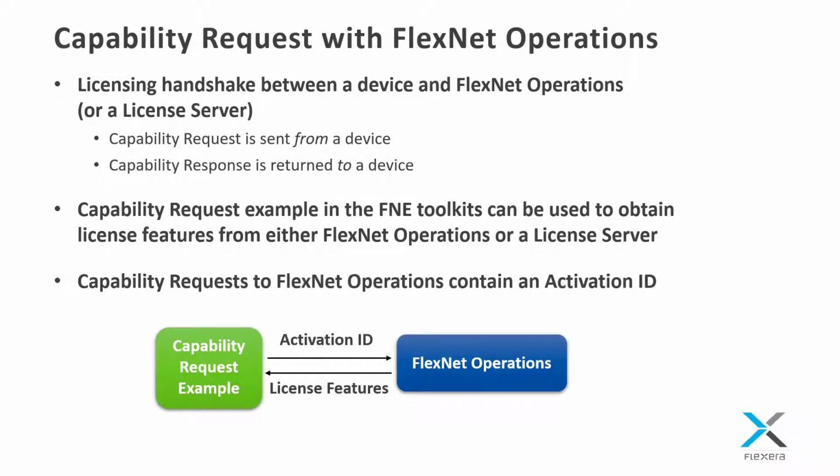As shown in the previous flow diagram, when performing a capability request and response exchange with FlexNet Operations, the capability request contains an activation ID. FlexNet Operations returns one or more licensed features for the licensed product being activated based on that activation ID.